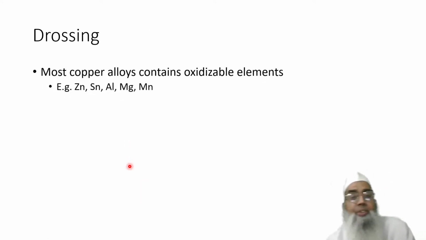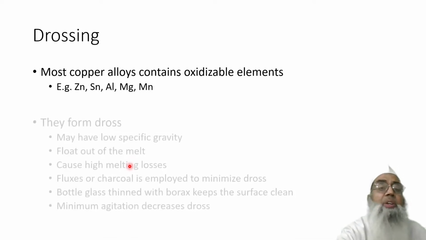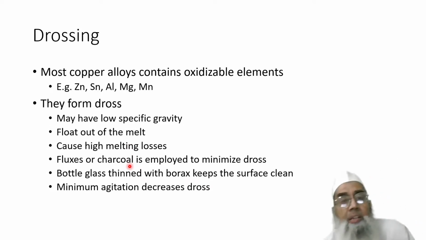Now, drossing also occurs. Most of the elements contain oxidizable elements like zinc, tin, aluminum, magnesium. They get oxidized, and therefore we have to control this oxidation and control the drossing.